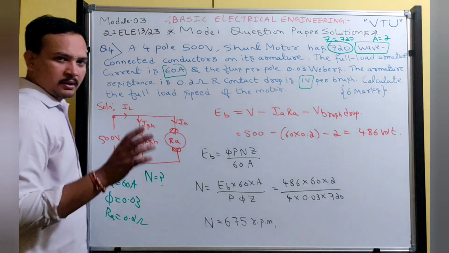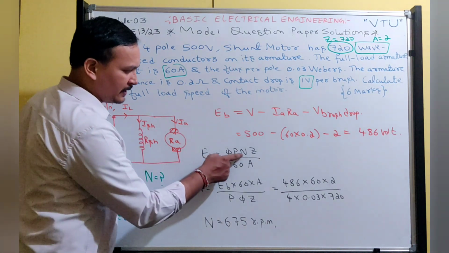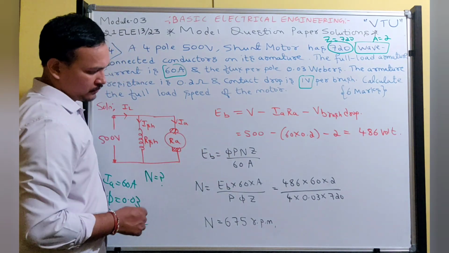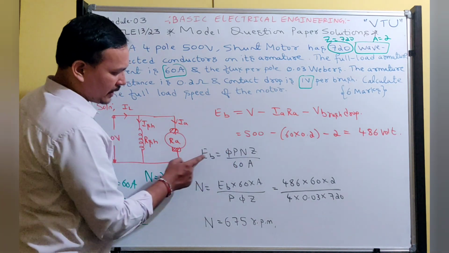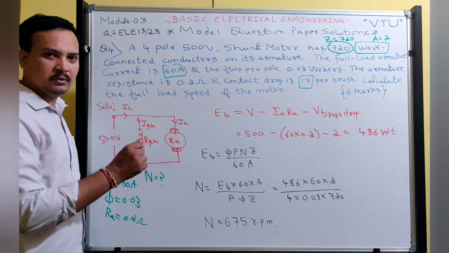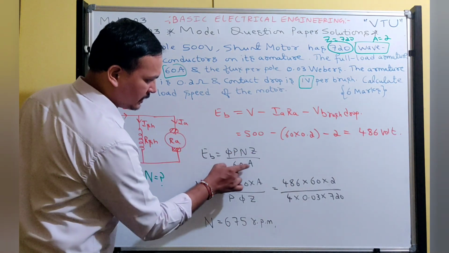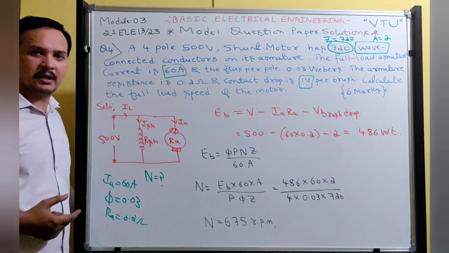See, you write first this equation only. EB is equal to phi P N Z by 60A. So I want to find speed now. To find the speed, I want to know back EMF. Without knowing back EMF, you cannot do it. See, flux is given, poles given, conductors given, 60, A value is known. But with two unknowns, you cannot find.